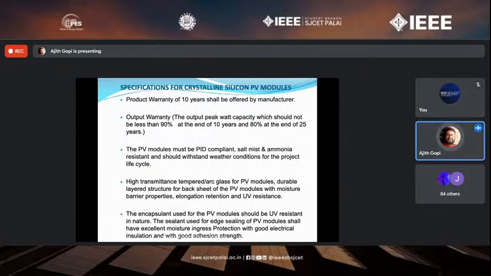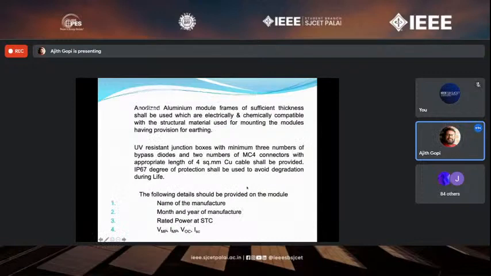I told you that 90% of output should be there at the end of 10 years, and it is 80%, not 25% loss, at the end of 25 years. So it should be 90% output at the end of 10 years, even if you have LID. And 80% of its output will be there at the end of 25 years, the designed period. Okay, fine. Not going much into this.